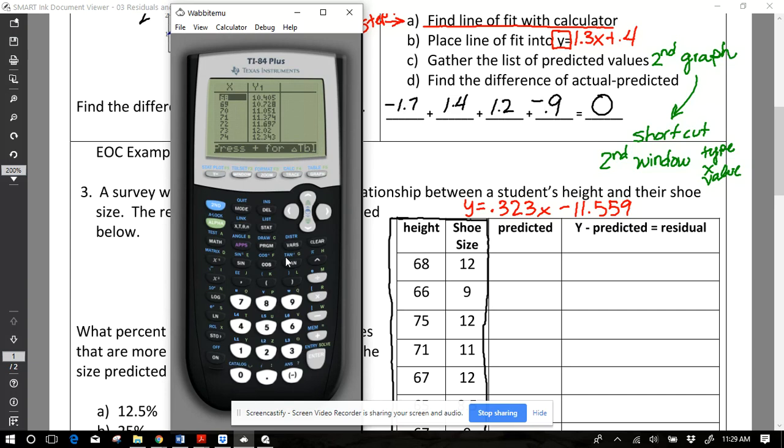All right, so now I'm going to gather this list of values. At 68, I get 10.405. At 66, let's go up to 66, 9.759. At 75, let's scroll down, I get 12 point. At 71, I'm right here at 71, it's 11.374. At 67, let's scroll back up to 67, it's 10.082.